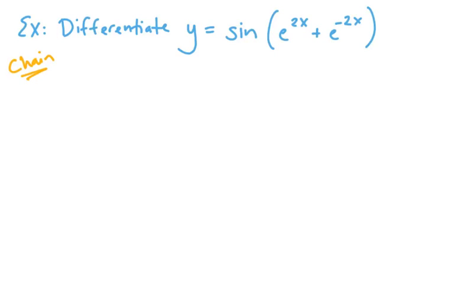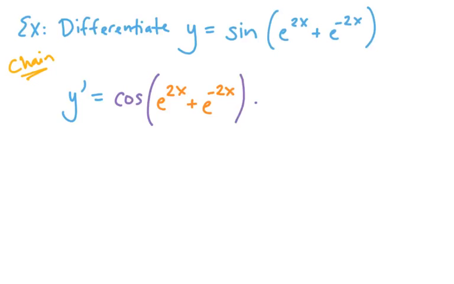So let's go ahead and start by saying the derivative is y prime. And the outer function, if you like to think about it in that terminology, would be the sine function. So the derivative of sine is cosine. And we need to start by evaluating cosine at the original inner function, which was e to the 2x plus e to the negative 2x. So far we've taken the derivative of the outer, evaluated at the inner. Now we just need to show multiplying by the derivative of the inner.